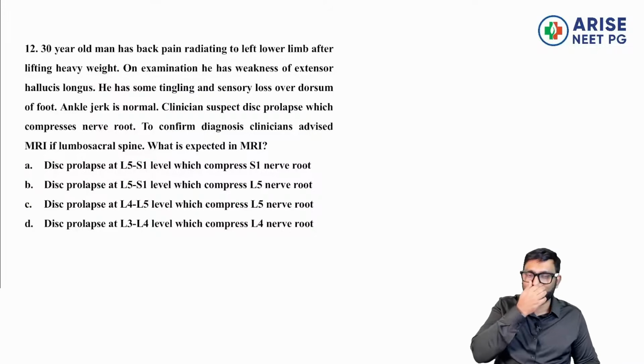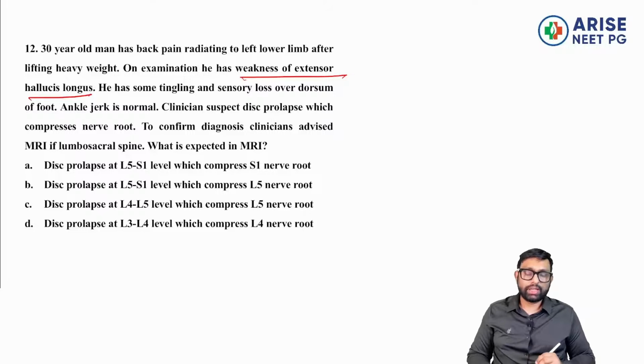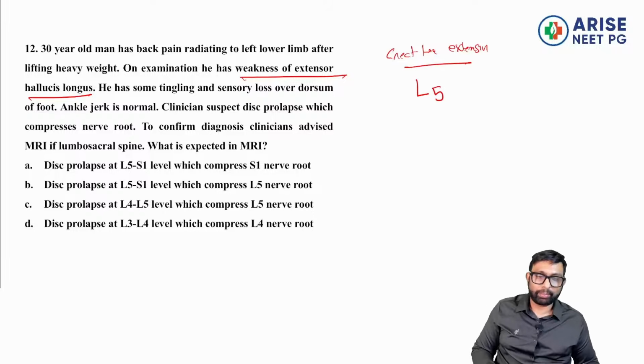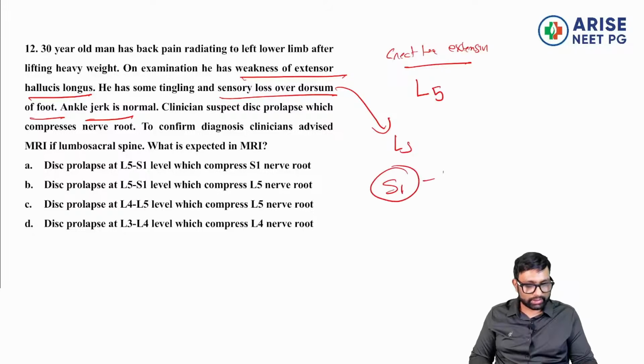So how are you going to apply all of this in the question? Weakness of extensor hallucis longus, that is great toe extension, done by L5. Sensory loss over dorsum of foot, dorsum of foot is again L5 myotome. Ankle jerk is normal, ankle jerk is S1, S1 is normal. So the problem is at L5.